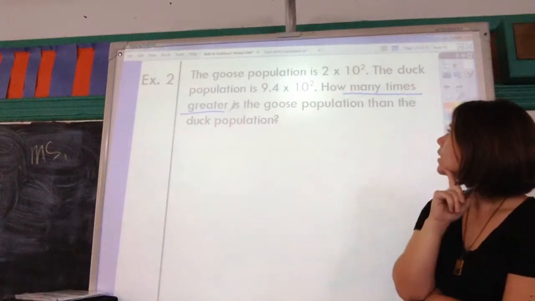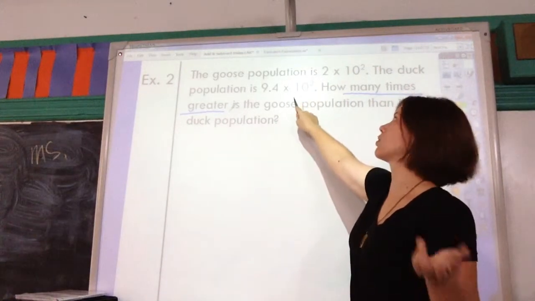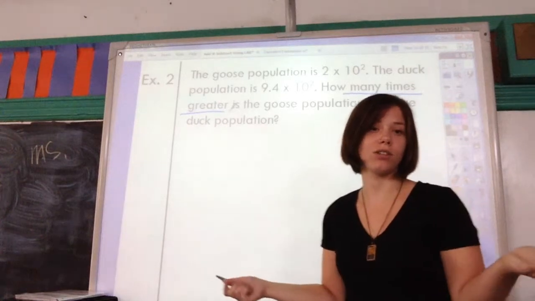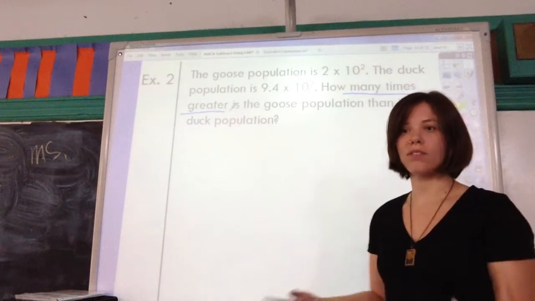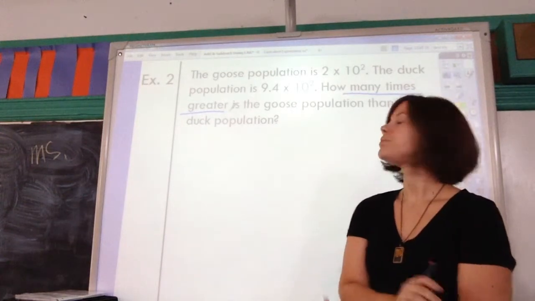Well, again, I'm not going to try to count by 2 times 10 squared to get to 9.4 times 10 squared. That would be really hard to do. I don't actually even know how to do that. So the way we solve this problem is we take our greater number and divide it by our smaller number.